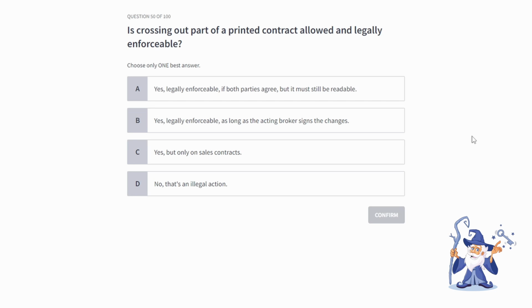Okay, question number 50. Is crossing out part of a printed contract allowed and legally enforceable? Ooh, okay, nice. Because there's four options. A, yes, it's legally enforceable if both parties agree, but it must still be readable. B, yes, legally enforceable as long as the acting broker signs the changes. C, yes, but only on sales contracts. And D, no, that's an illegal action.